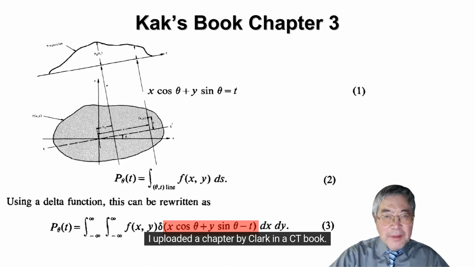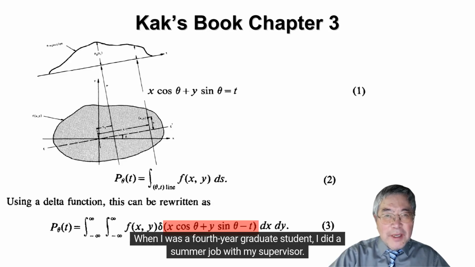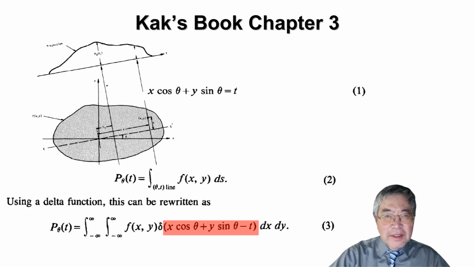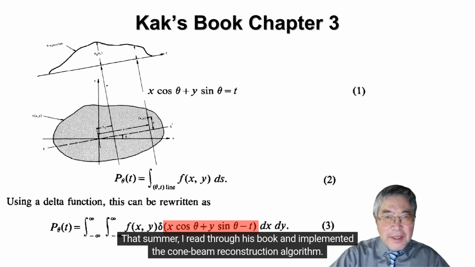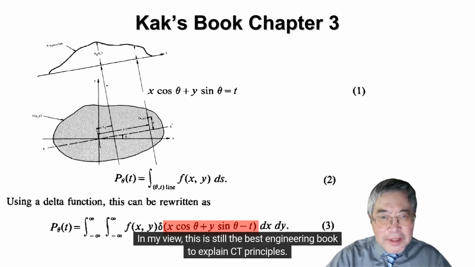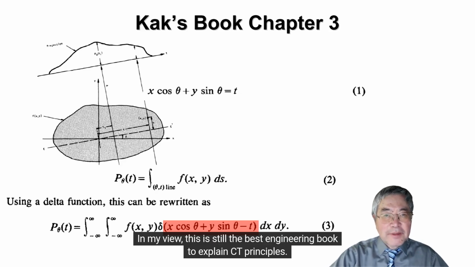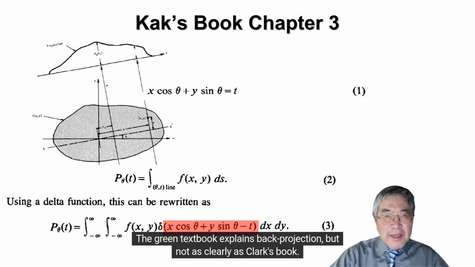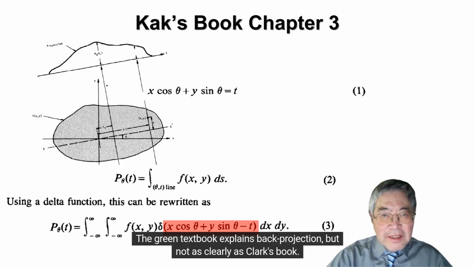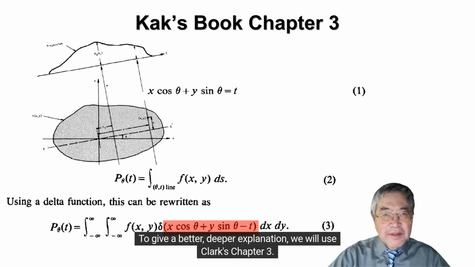I uploaded a chapter by Clark in a CT book. It's a very good one. When I was a 4th-year graduate student, I did a summer job with my supervisor. That summer I read through his book and implemented the cone beam reconstruction algorithm. In my view, this is still the best engineering book to explain CT principles. The green textbook explains back projection, but not as clearly as Clark's book. To give a better, deeper explanation, we will use Clark's chapter 3.